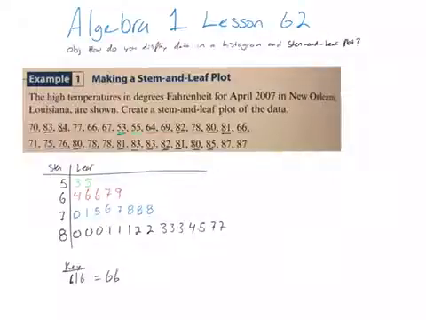So a stem and leaf plot like this shows the frequency. So if someone was saying, hey, what's the average temperature in April 2007 in New Orleans, and they want to say, what's the temperature going to be like? Most likely it's going to be in the 80s, right? Because most of those temperatures fall into the 80s. So it kind of shows frequencies of numbers.